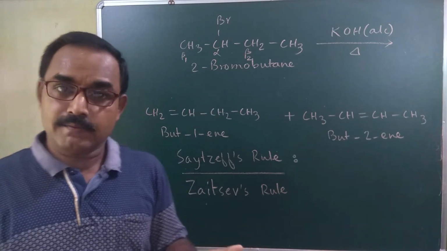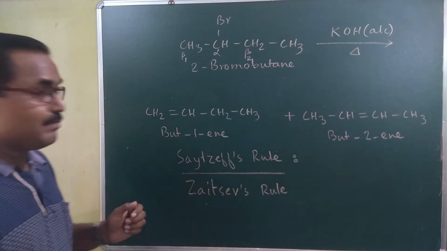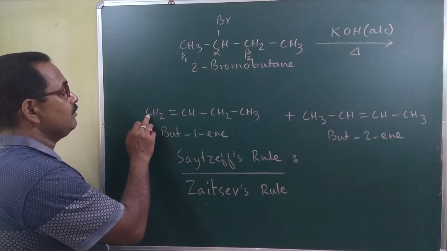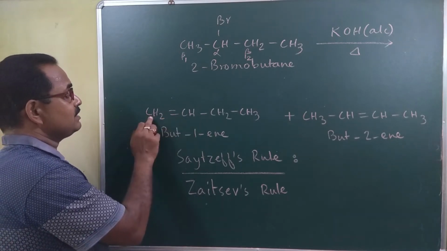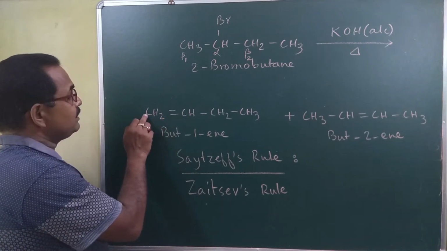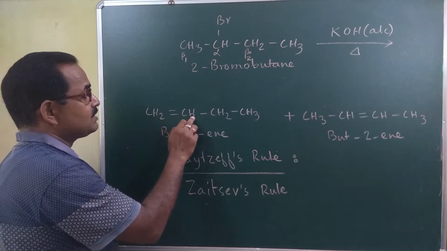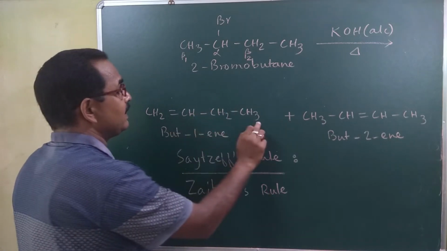This is Saytzeff's rule. Now let us examine the number of alkyl substitution. Come to this. Look at this carbon. This carbon is CH2 double bond CH. This carbon is CH2, means it does not have alkyl substitution. This is CH, CH2, CH3. It has one alkyl substitution.